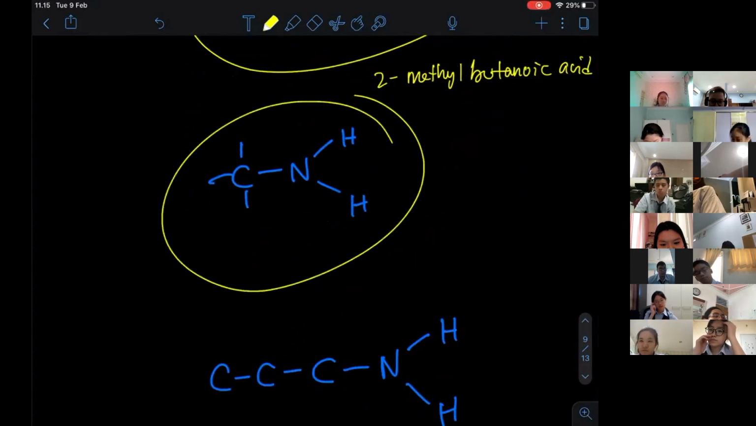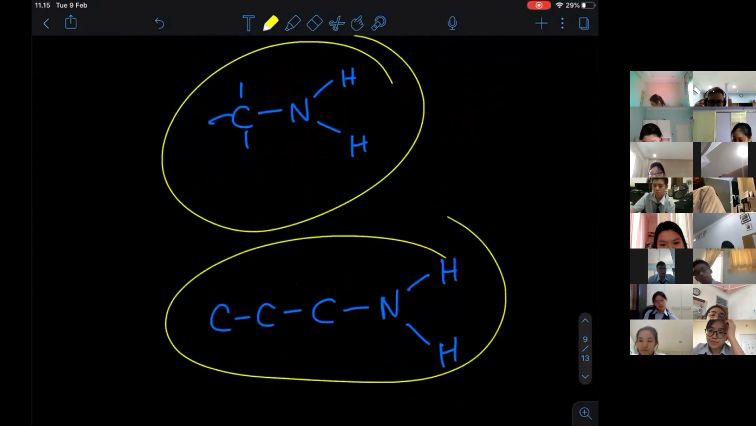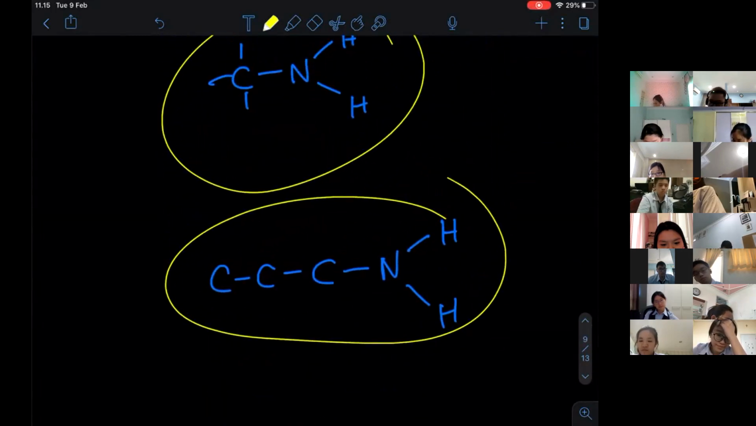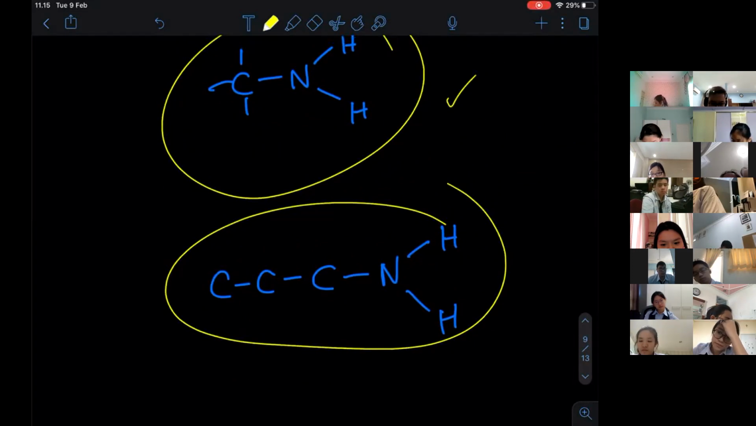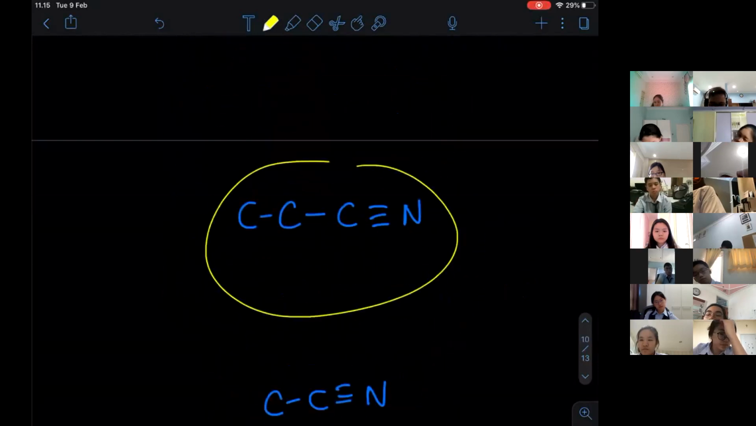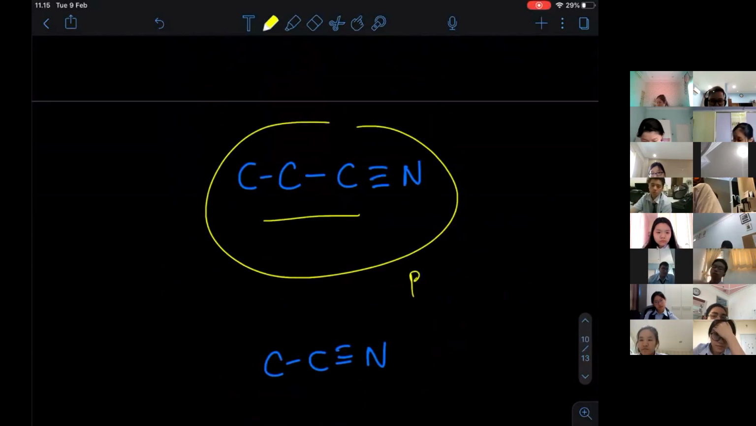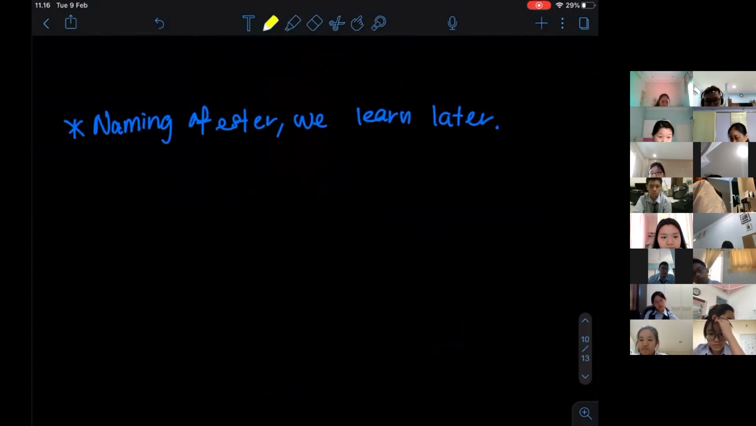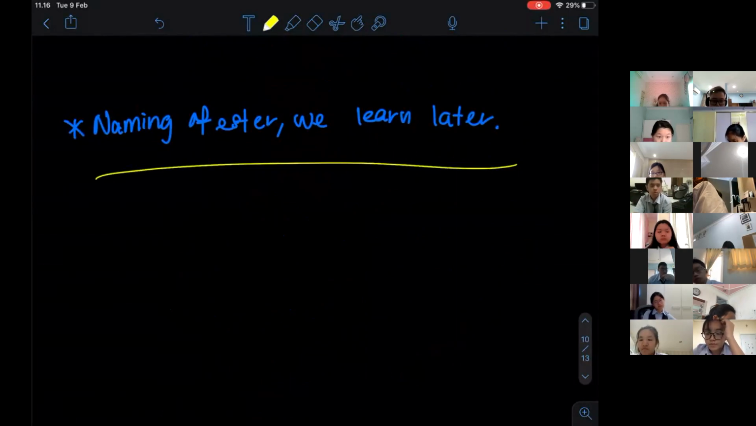The rest, I think you get the idea. No need to actually mention all this, you can get it. For example, this is known as methylamine. This is propylamine. And then this one is going to be propanenitrile. Nitrile, you can see from your textbook. Not so important. Naming of ester also we learn later. Not only naming of ester, most of it, all this we are going to learn later. This is just an introduction.